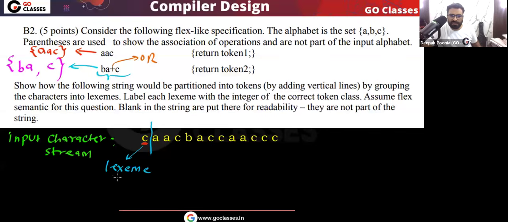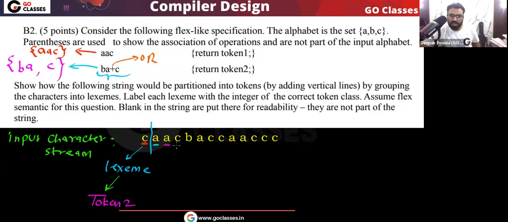Tell me, for this lexeme, which token will be generated? That is token 2. So token 2 will be returned here. That's it. Now again we will start from here. Who is in the race? Who is the candidate? These are not candidates, because this is BA, this is C. So definitely AAC is the candidate.